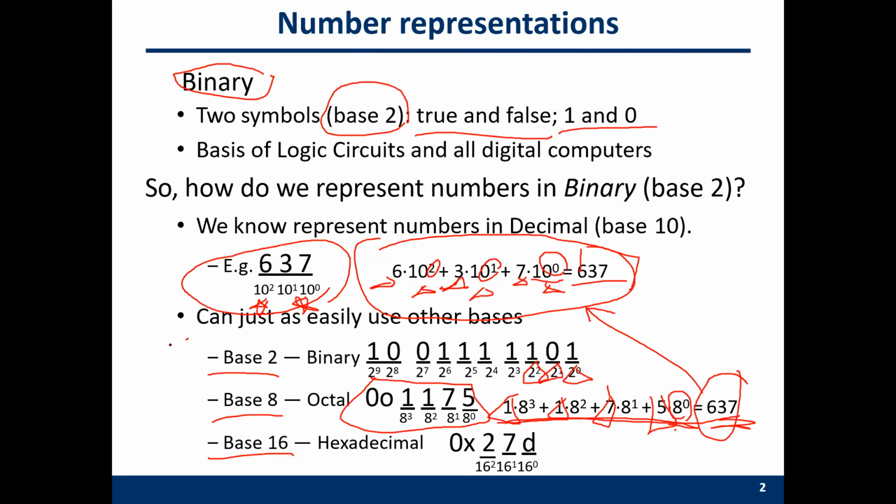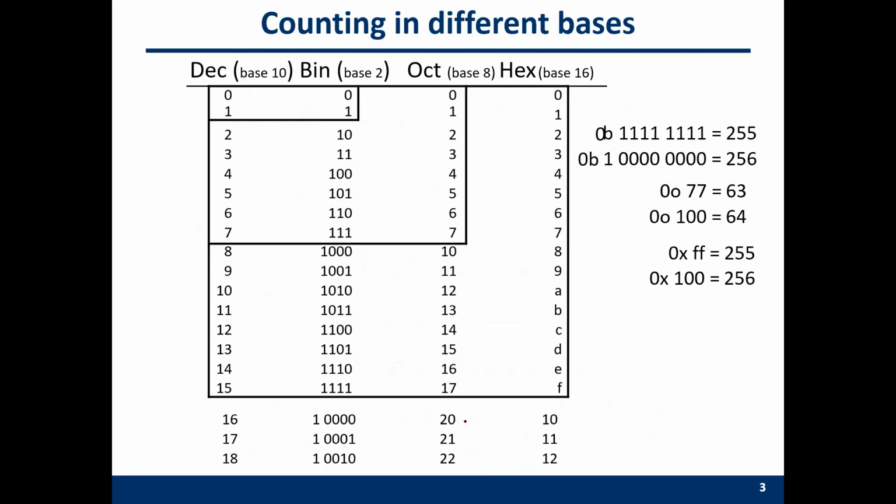So all the values for these three different bases are 637. When you see this symbol, it indicates base 8. When you see this symbol, it indicates hex, base 16 number. And here is one table to show the number represented by different bases.